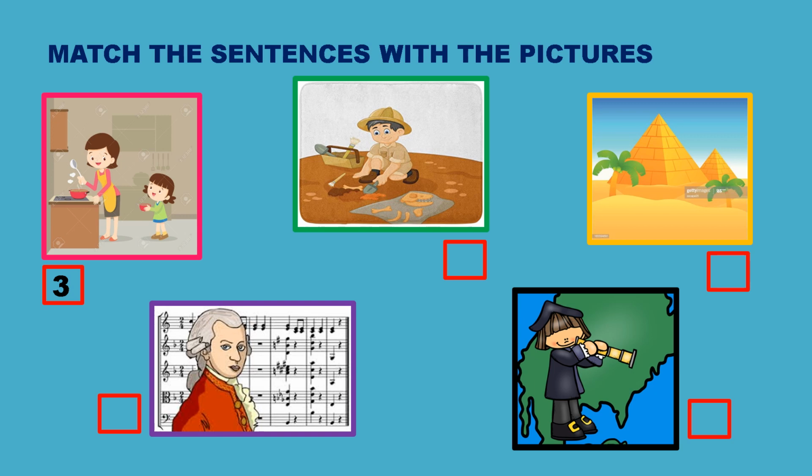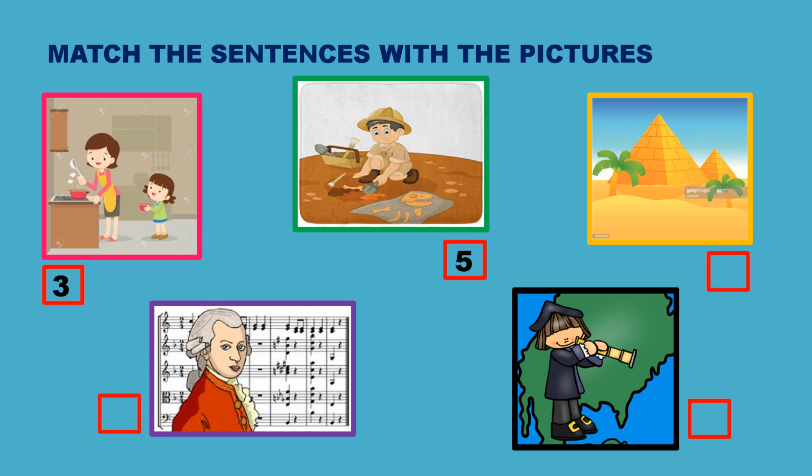Do you remember about the archaeologists? What do they do with the objects they found? They clean delicate objects with a brush. Do you remember what number of sentence it is? Yes, number 5. Excellent.